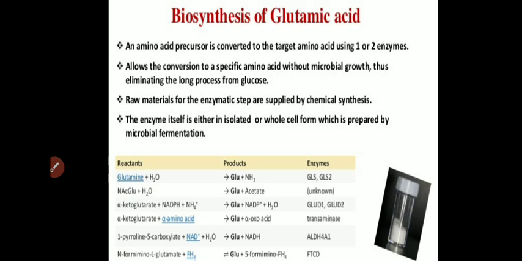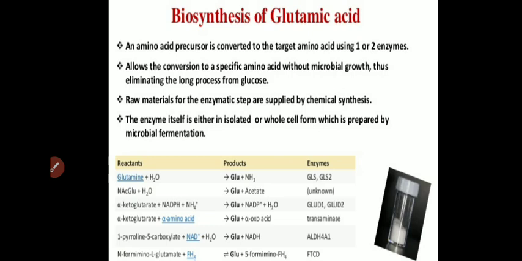Raw materials for the enzymatic step are generally supplied by the chemical synthesis process. By the supplementation of different kinds of chemicals, the enzymatic action can be carried out for the conversion of amino acid. These enzymes required for the conversion of amino acid can be isolated from the microorganisms used in microbial fermentation, either as whole cells or as isolated enzymes.